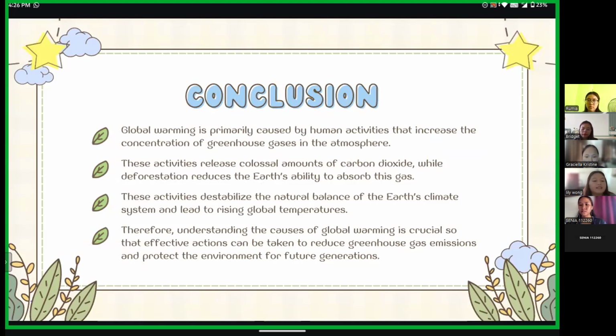Therefore, understanding the causes of global warming is so crucial so that effective action can be taken to reduce greenhouse gas emissions and protect the environment for future generations.